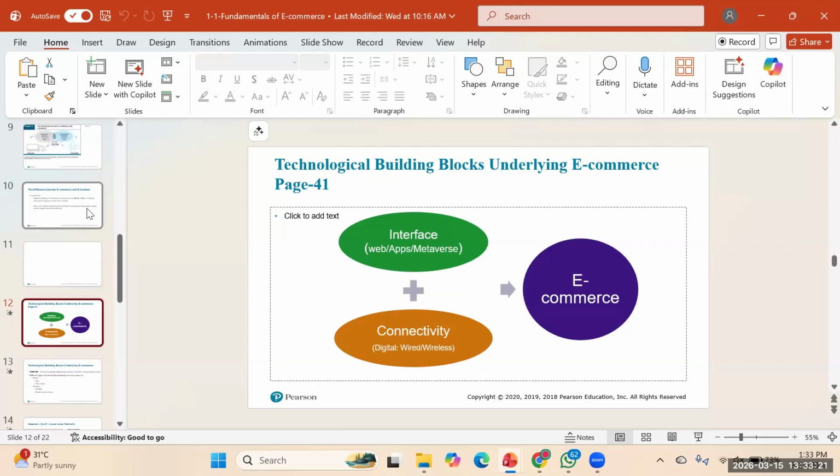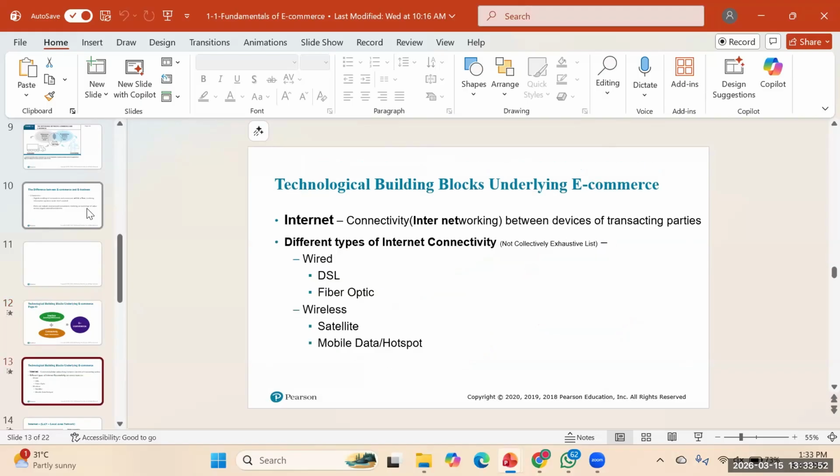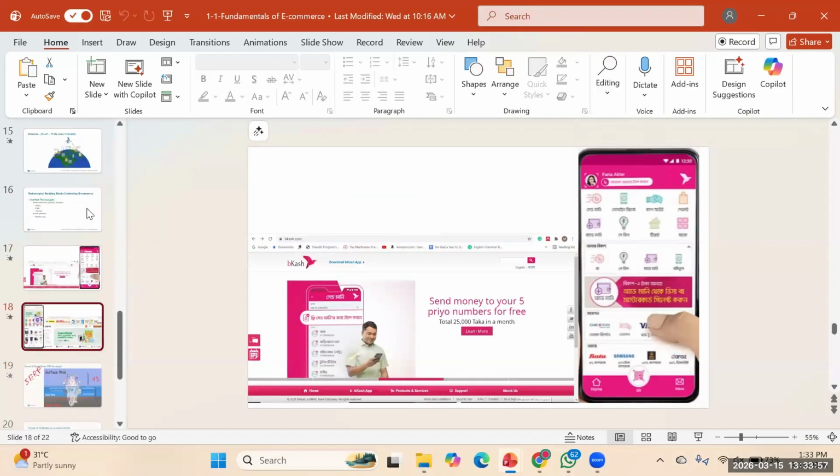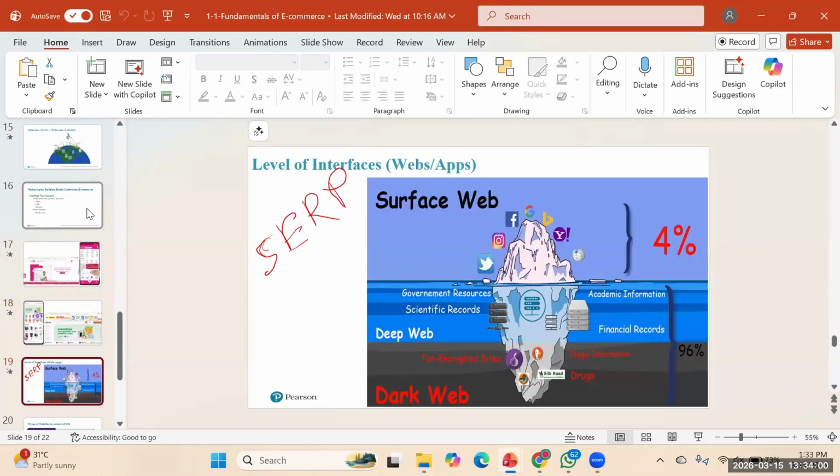When we talked about the building blocks, we talked about two dimensions. One is the connectivity dimension, where we connect the buyers, sellers, and other parties involved in the e-commerce transaction with the internet, and the other is the interfacing building block, where we provide the platform for the parties to interact. There we have options like websites, apps, or, in the metaverse world, AR and VR machines. That's where we provide the technology to get an e-commerce transaction to work smoothly.